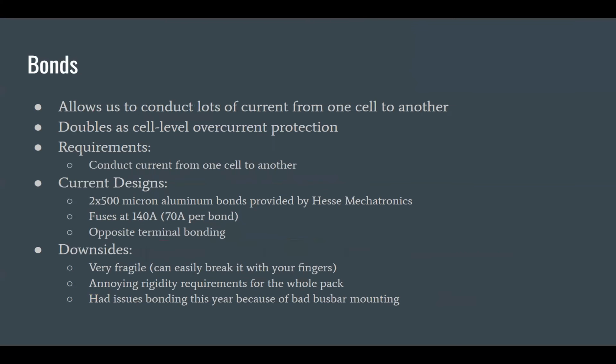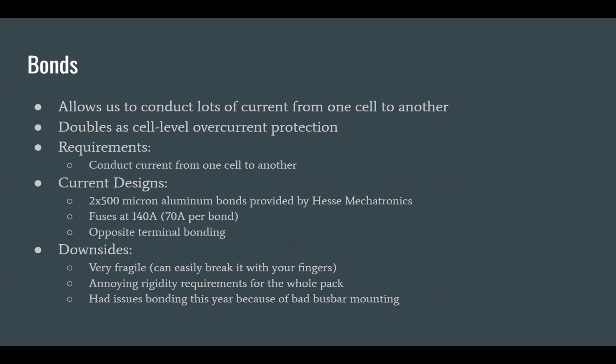Obviously the big downside with us using bonds at all is, like I said, they're really fragile, they're really easy to break. If you came in with your fingers, this is 0.5 millimeter thick aluminum, you can break it. It's very easy. Don't do that, obviously, but that's why we need all these protection features. They're not robust or strong in any way.